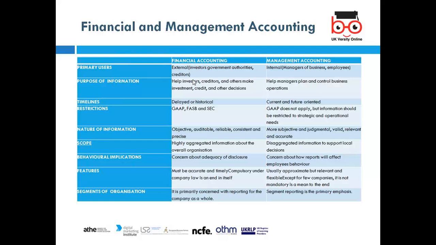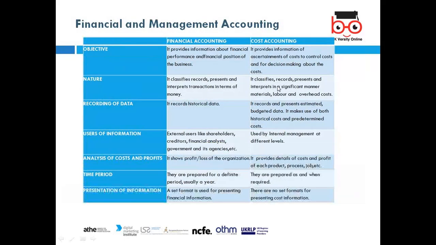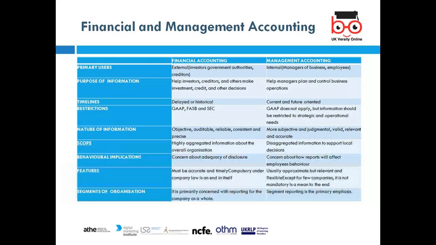So these are the types, like primary user and purpose of information. These are the purposes of financial accounting and management accounting. The purpose of information is to help investors and creditors, creditors meaning our suppliers, make investment or credit or other decisions. But when we are talking about management, managers plan and control the business operation. They control how much money we spend within a business. They're not looking outside, they're looking inside.